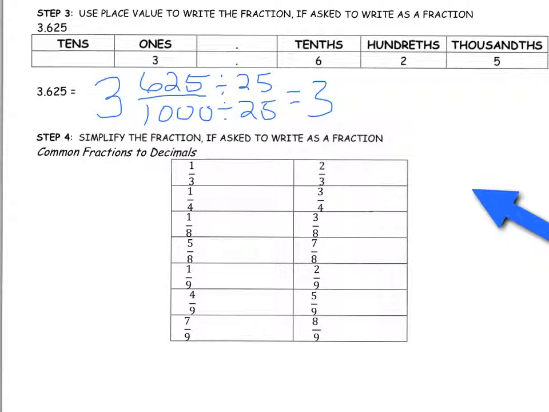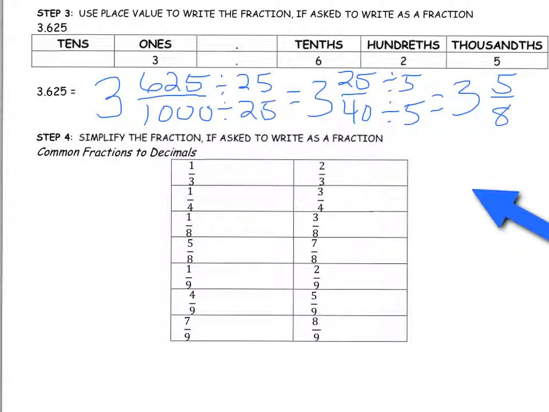25 goes into 625 25 times, and 25 goes into 1,000 40 times. Now we can see I still have 5 to simplify, and so my final solution, 5 goes into 25 5 times, and 5 goes into 40 8 times. So my final answer written as a fraction would be 3 5/8.